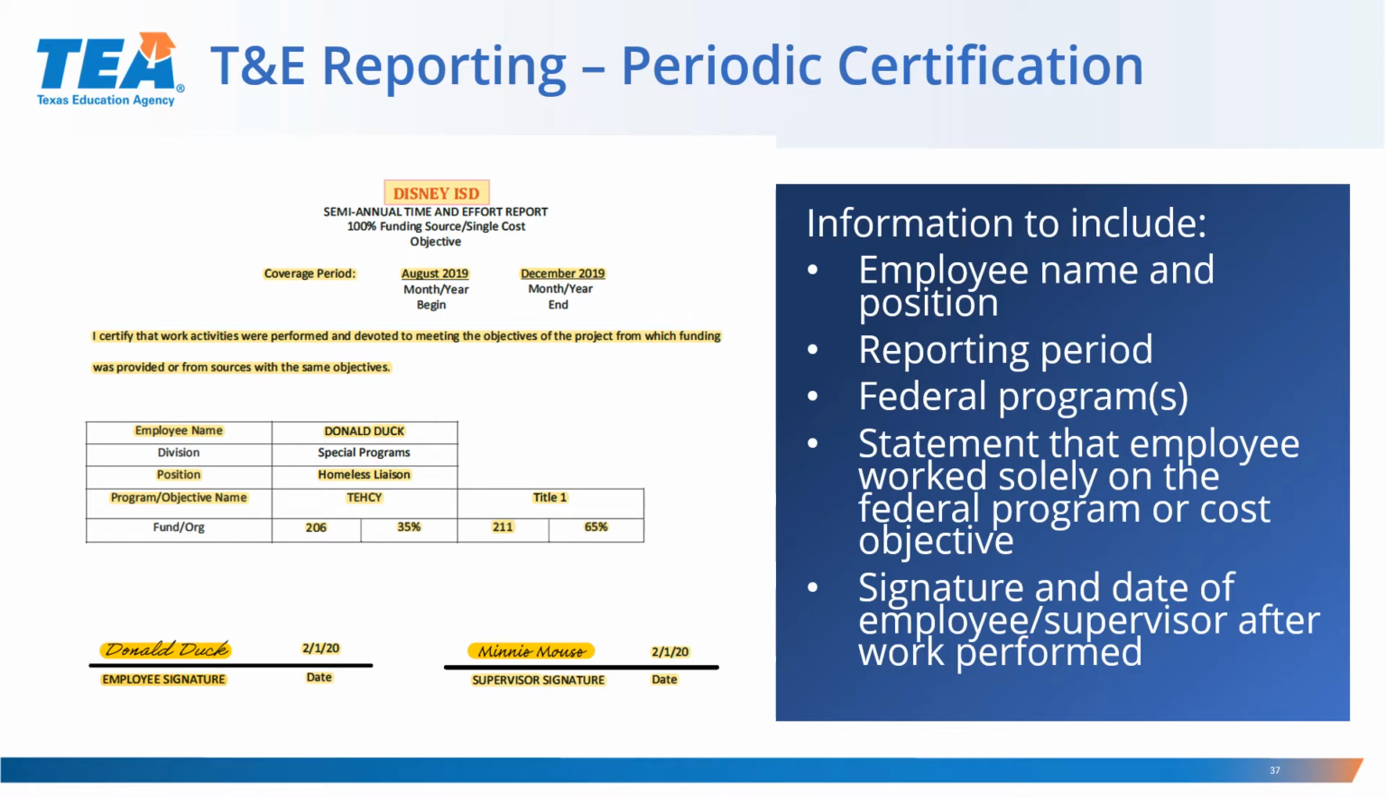We also have his signature and the date, and then in this case, Mrs. Mouse, and she's also dated the form. We have the coverage of the time period clearly delineated, August 2019 through December 2019. And as you can see, the form was signed February 1st, so that's what we're looking for, that it's after the period that the certification is covering.